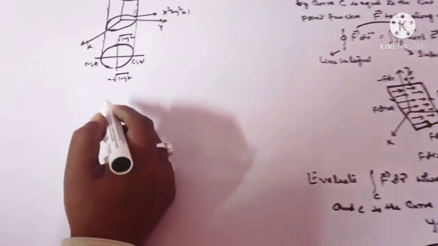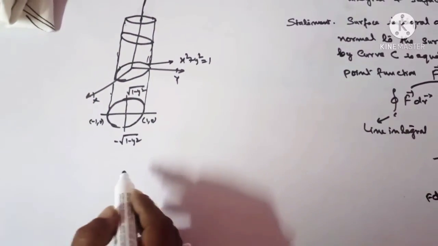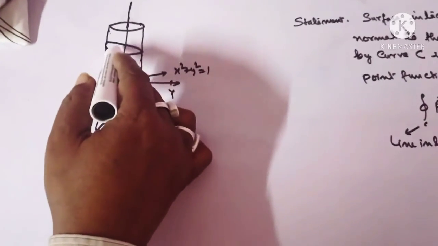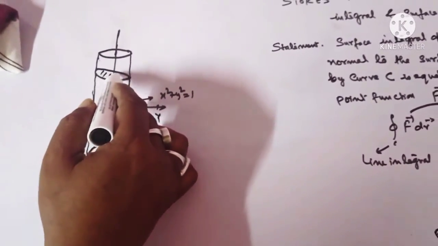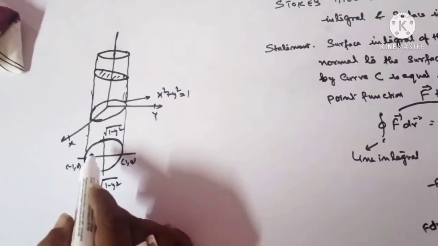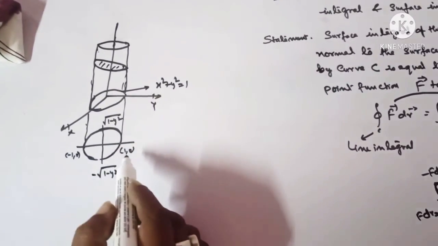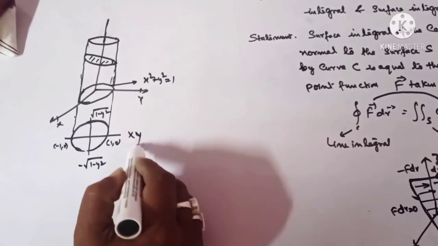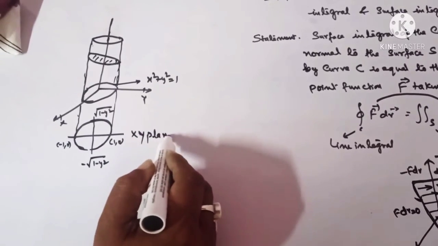Now see, here I have drawn the projection of this surface, which I have got in the xy plane. This is the projection which I have got in the xy plane.